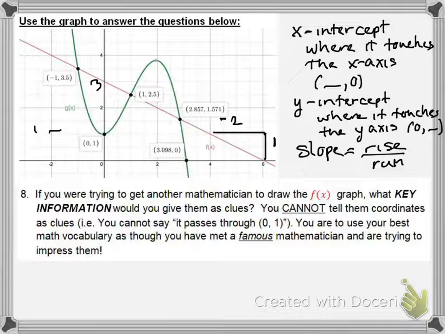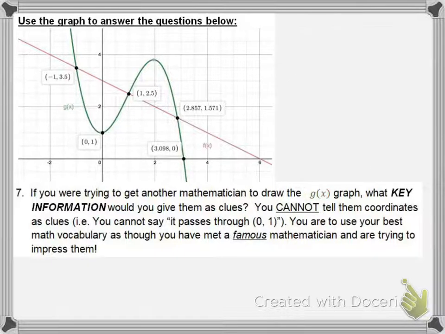What else could I say to describe what it is? We know other things about that line. We've talked about its slope. We've talked about its intercepts. We've talked about the fact that it's linear. Let's look at the curve one now.